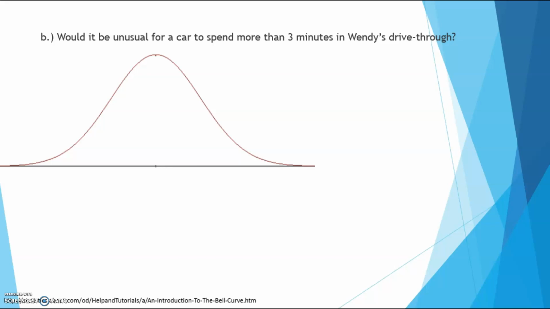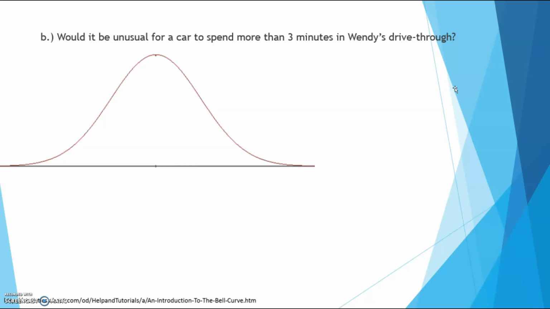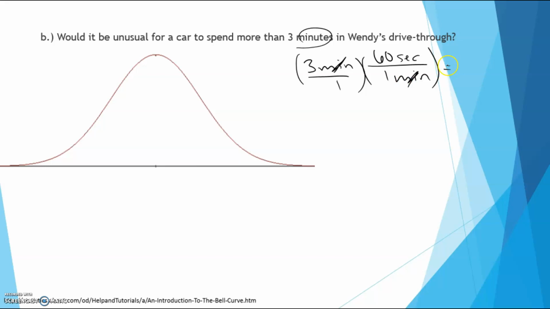Okay, part B. Would it be unusual for a car to spend more than 3 minutes in a Wendy's drive-thru? Okay, if you go back, everything over here was in seconds, and now they're talking about minutes. So the first thing that we need to do is convert minutes to seconds. So 3 minutes, we'll put it over 1, and there's 60 seconds in 1 minute. My minutes cancel out. So I've got 3 times 60, or 180 seconds.